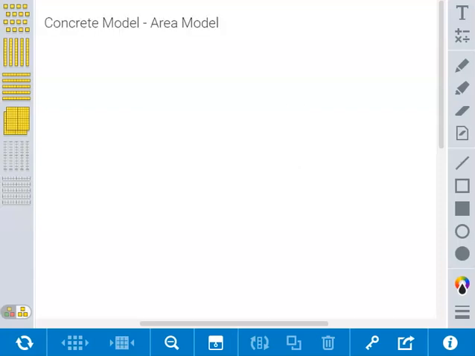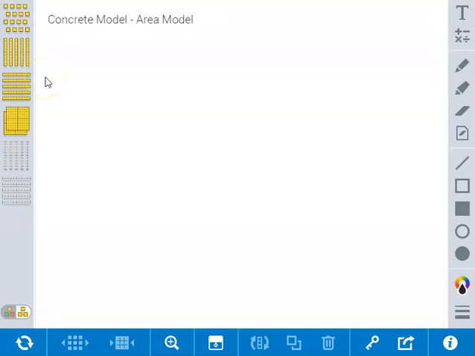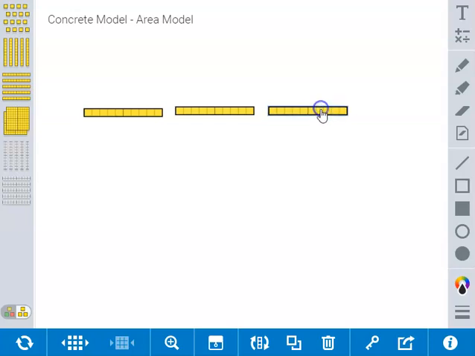When creating our concrete area model, we will be using base 10 blocks to help us. We know that there are 34 marshmallows in one bag. To show this, we will be using 3 tens blocks, 10, 20, 30, and we're going to use 4 ones for 31, 32, 33, and 34.